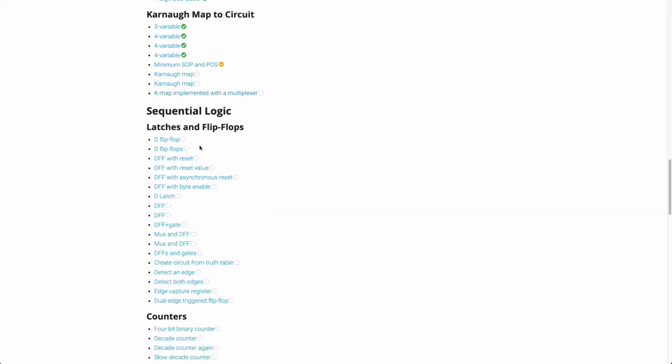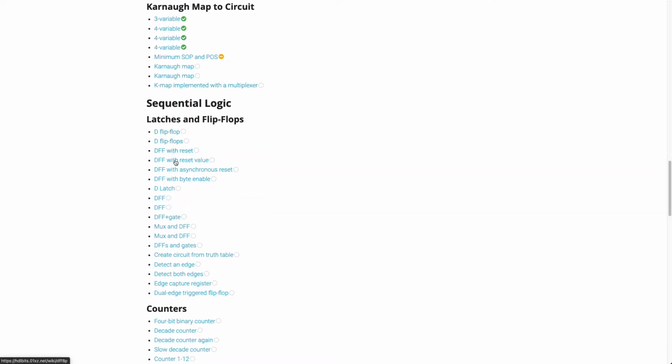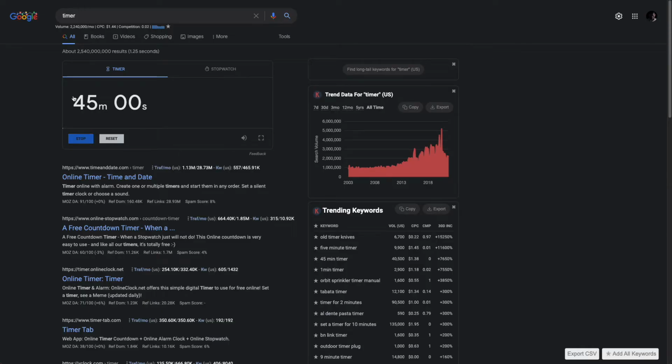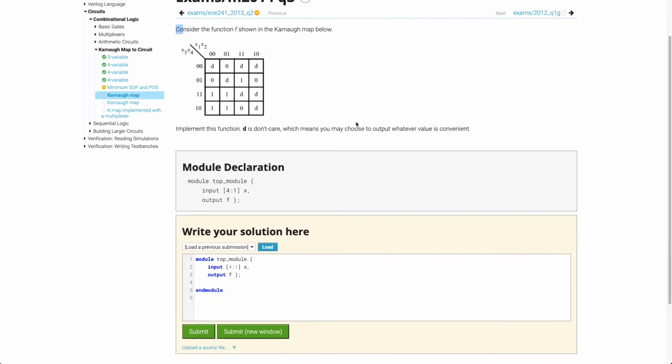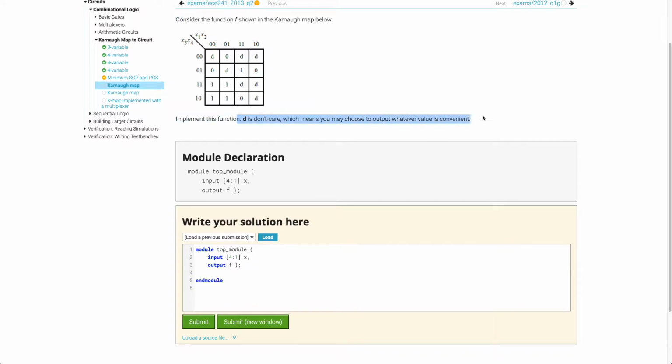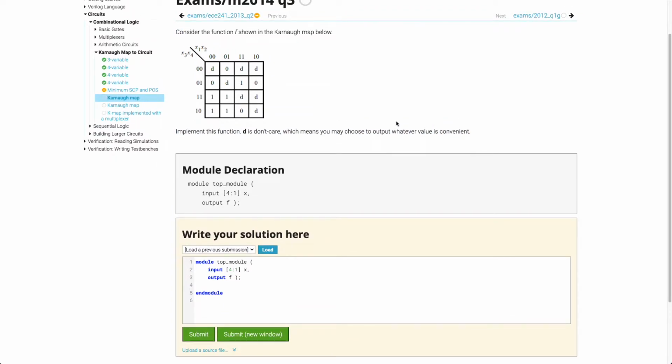Did I start the timer yet? No. Let's just open some tabs and then let's set a timer. Boom. Let's go. These don't care, which means you can do whatever. Okay, 1, 2, 3, 4.